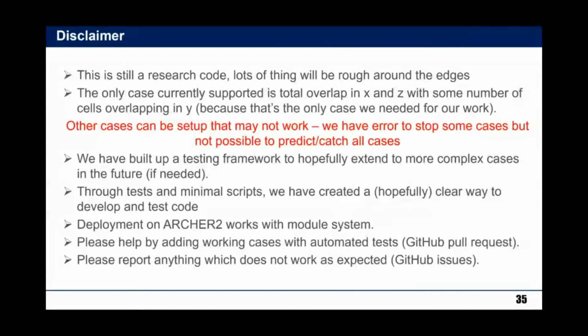And just to mention, this is a research code. Generally speaking, we only support the case where there's just overlap in Y and complete overlap in X and Z. We've not really had anyone need anything else, and it's not something we've needed ourselves internally. There is a testing framework, so hopefully if we wanted to extend it, it would be possible. But generally speaking, stick to that topology where X and Z completely overlap. We tried to put error messages in to stop that happening, but really that overlap case is the one we support.